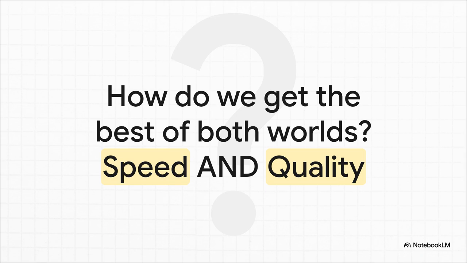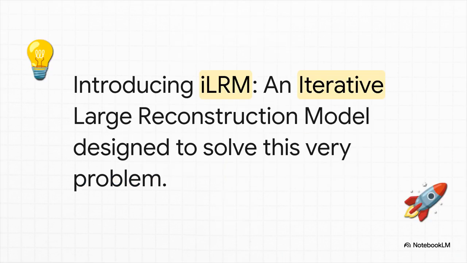Which, of course, brings us to the big question. How do we finally break this cycle? How do we get that incredible speed of the fast models, but with the jaw-dropping quality of the slow ones? And here's our answer. Meet iLRM. It stands for Iterative Large Reconstruction Model, and it's a new approach from a recent research paper that was built from the ground up to solve this exact problem.